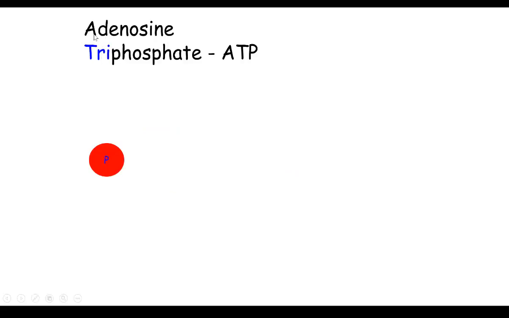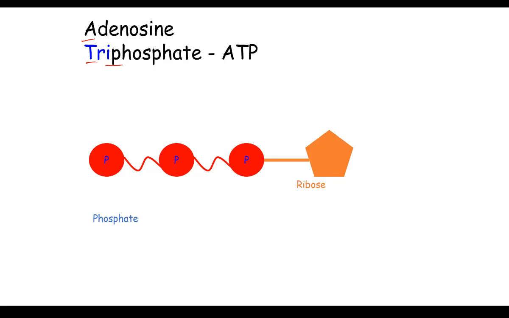So this is ATP. It stands for adenosine triphosphate. So this bit basically means that there are three phosphates combined with a ribose sugar and adenine, which was a nitrogenous base. Now, ribose we've heard before because it was the sugar found in RNA, and adenine we've heard before because it was one of the nitrogenous bases found in DNA and RNA.